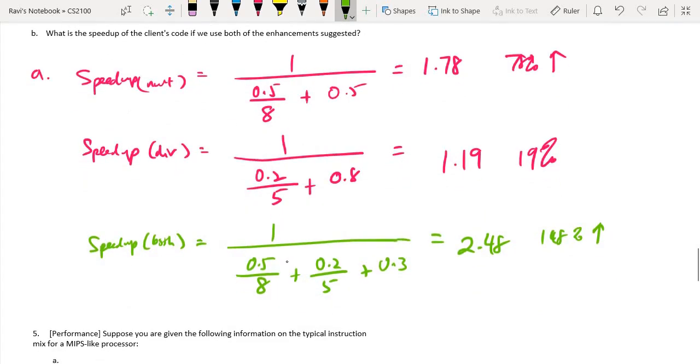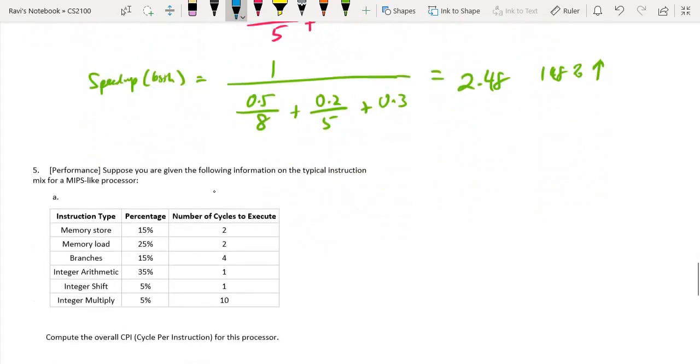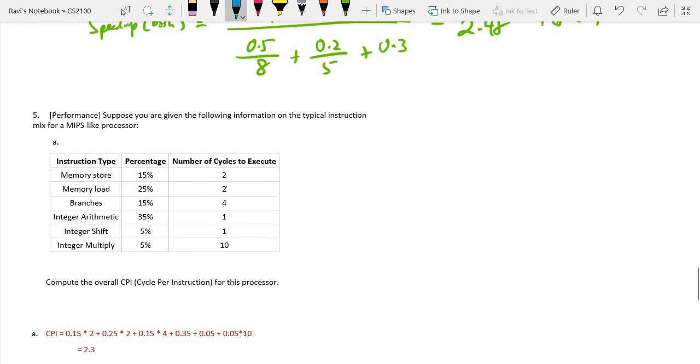Now for the last question, which is looking at CPI. We are given the following information, where we have a processor executing a code, and this code has a mix of instructions as shown here. We are given the percentages of each type of instruction together with the number of cycles it takes to execute each type. As you can see, integer multiply is an expensive operation because it takes 10 cycles to execute. So as much as possible we want to avoid this integer multiply.